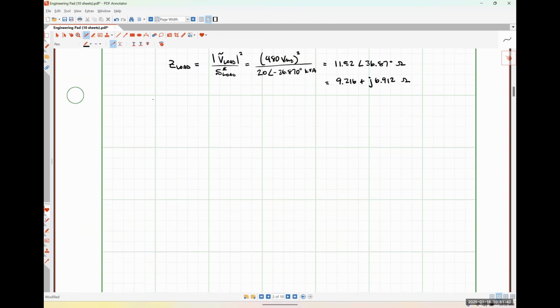So a low voltage equivalent circuit, including our load and our source that we're trying to find, would look something like this. So here is our voltage source. We're trying to figure out what it is.